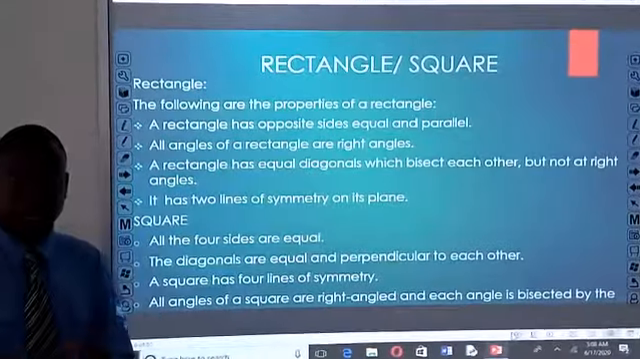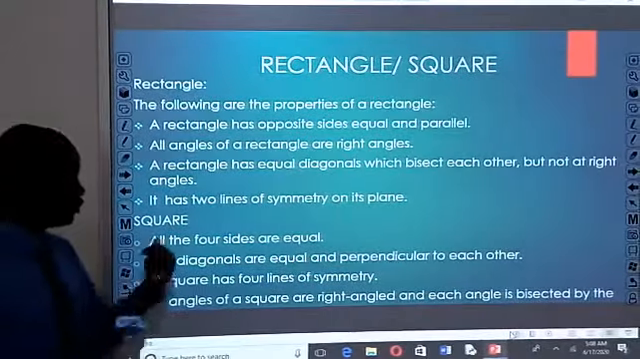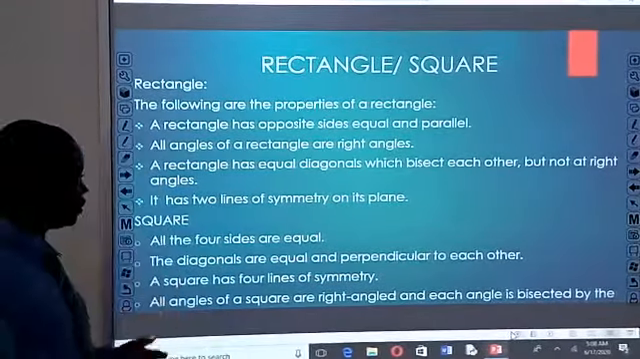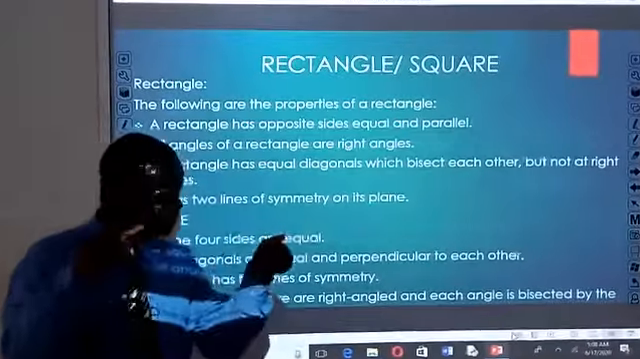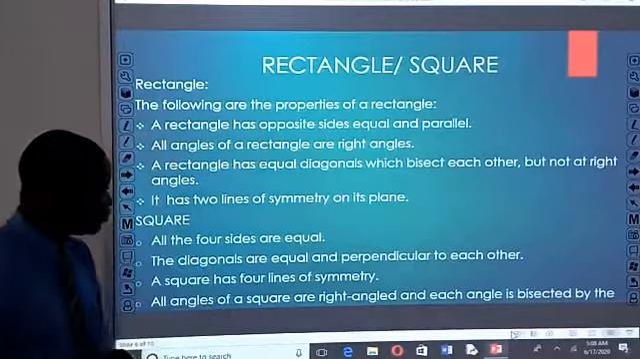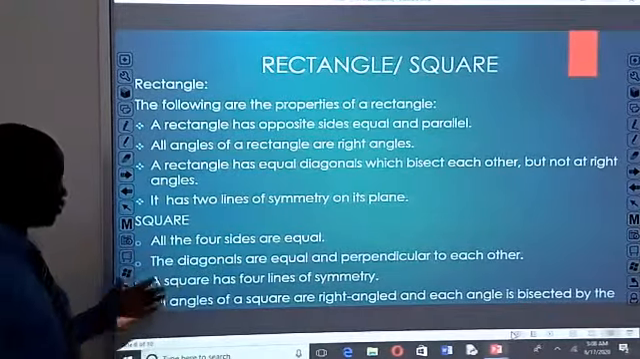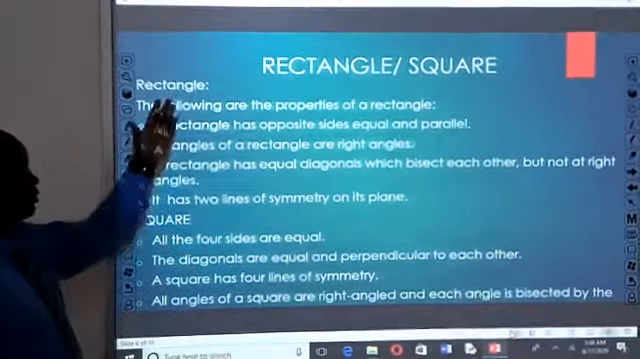Now, when you're talking of line of symmetry, it is a line that divides a particular object into two equal halves. That is what a line of symmetry represents. Now, let's quickly look at square so that we can make the comparison between the rectangle and square.